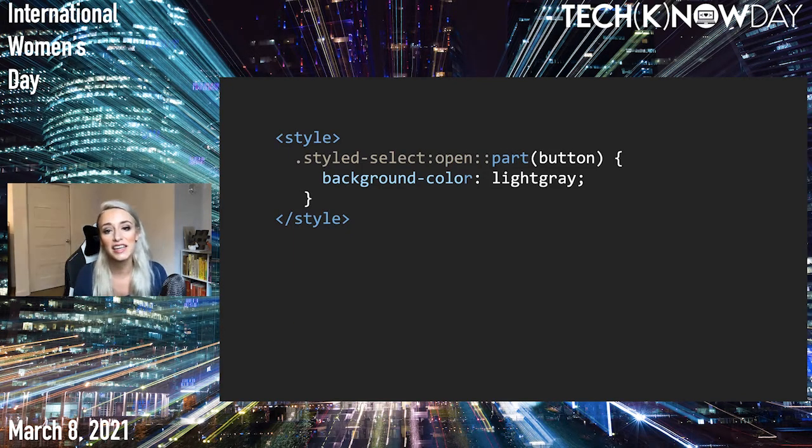And additionally, other states will also be standardized. For example, like the open state here for select. So we'd have styled-select open part button. So that's just another example of an additional state there.